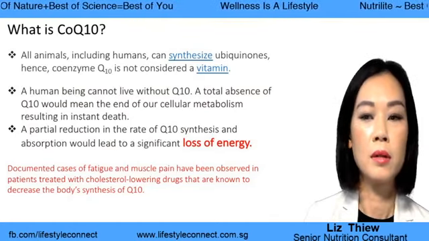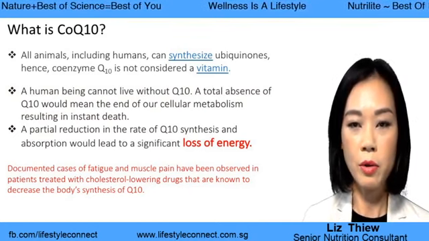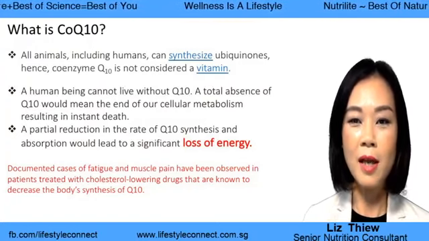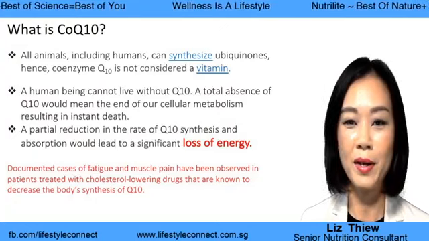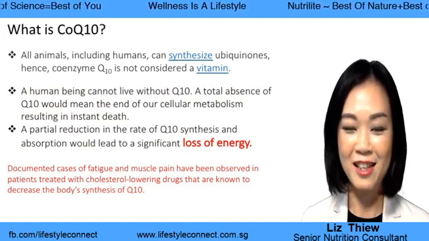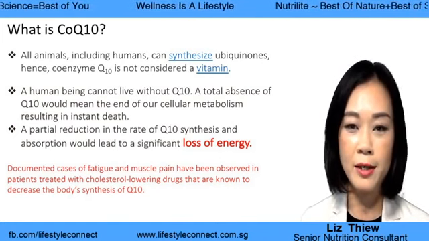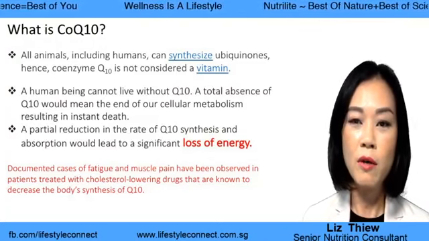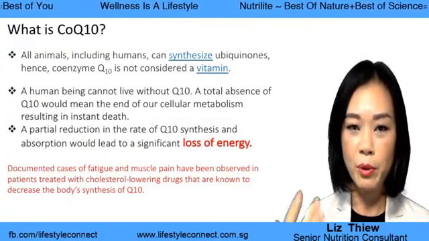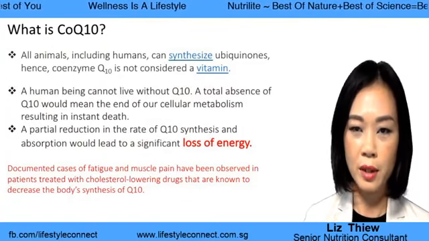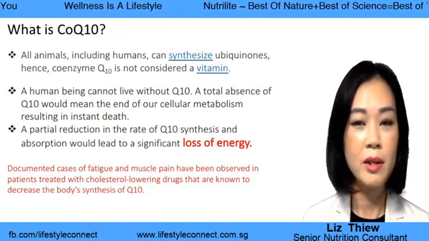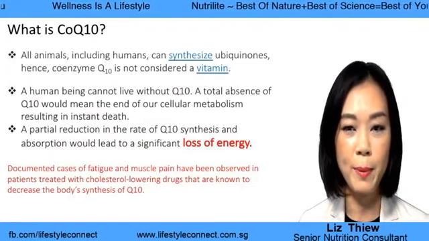Okay. So a human being cannot live without Q10. Okay, a total absence of Q10 would mean that the cellular metabolism stops, and that can result in instant death. So this is how important coenzyme Q10 is to the human body. Okay, so even a partial reduction in the rate of Q10, right? If your body cannot produce enough Q10 for the use of the body, it may lead to significant loss of energy. I think this is what occurs to many people as we age.